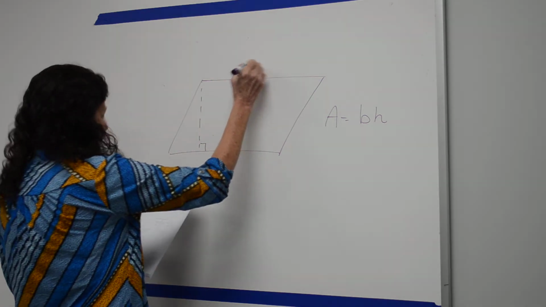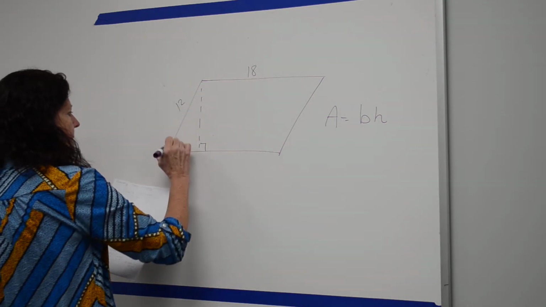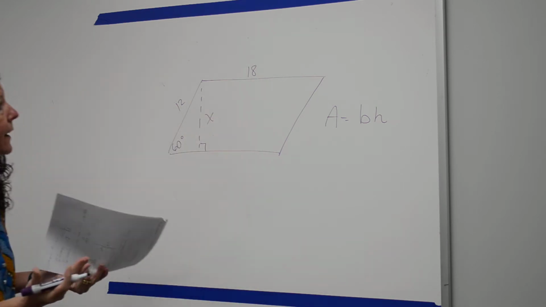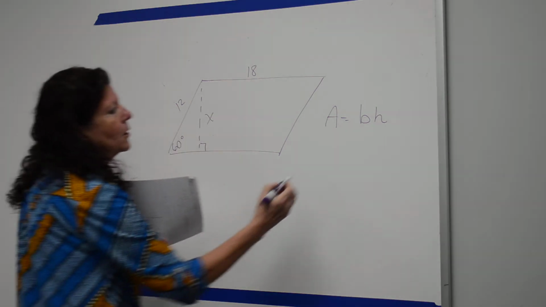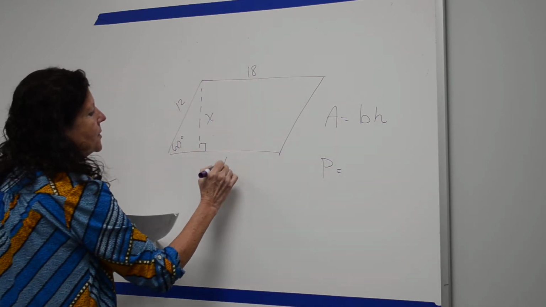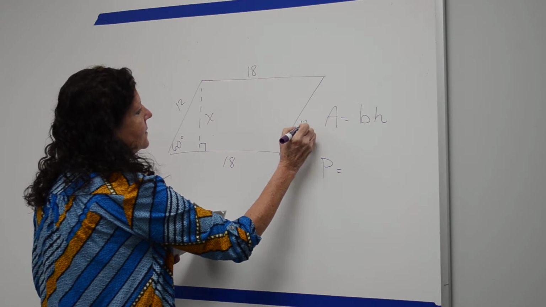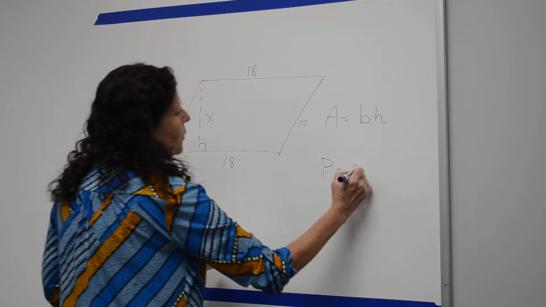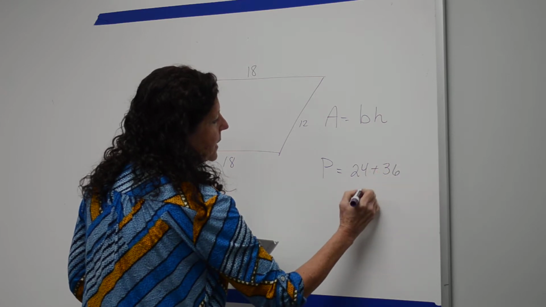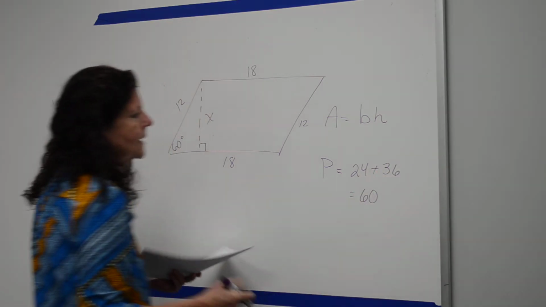Let's say you have something that looks like this, and you are trying to find the area of it. Let's say you're trying to find the perimeter as well. Perimeter, remember, is the distance all the way around. So if this is 18 and this is 12, we've got 24 plus 36. So I would have a perimeter of 60.